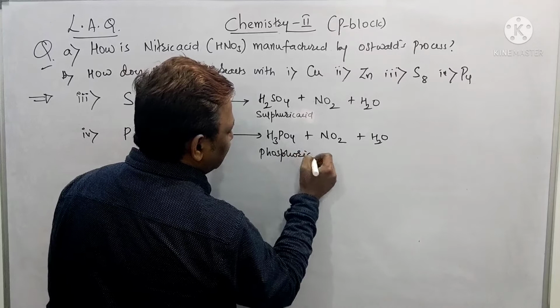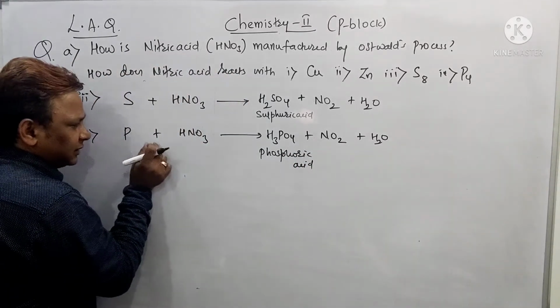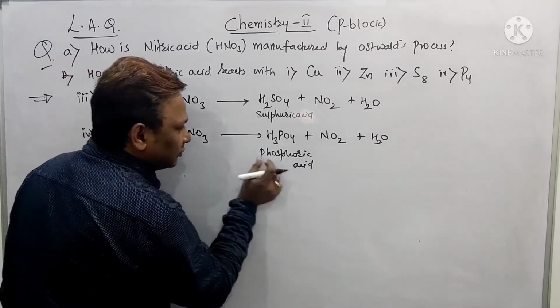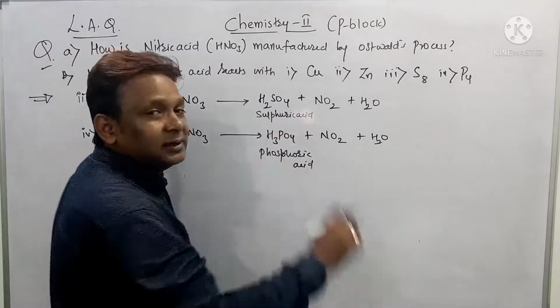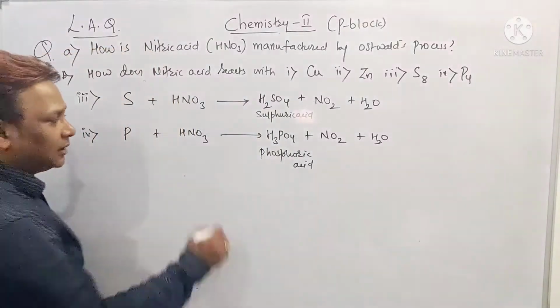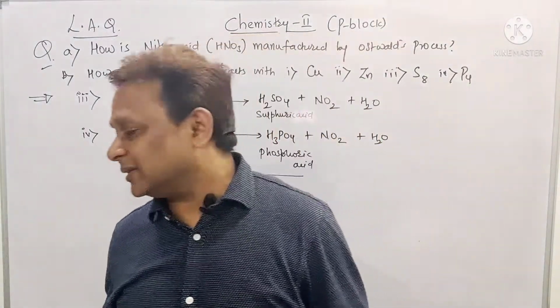And how to write the statement, sir? You should write it in this way. Phosphorus reacts with nitric acid, gives rise to phosphoric acid. Sulfur reacts with nitric acid, gives rise to sulfuric acid. Is it clear, beta? Up to here, if you write, you are able to score 8 marks easily.